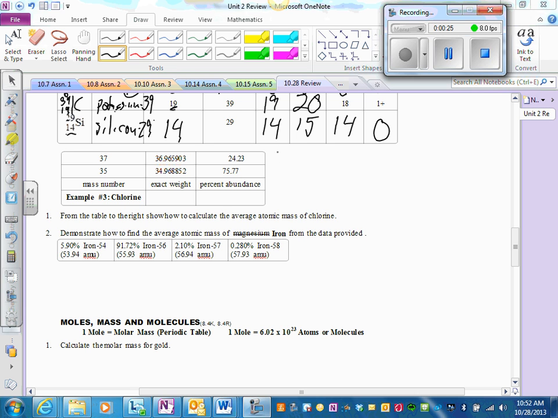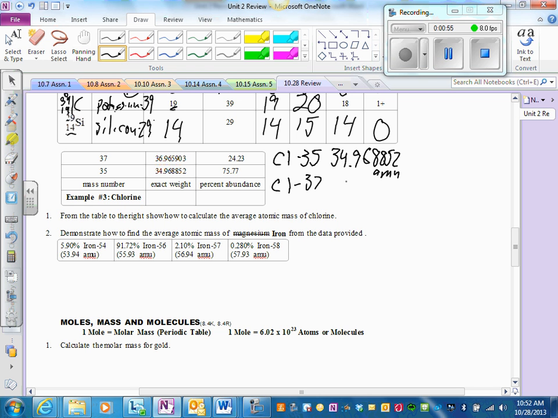So the first thing we're going to say, okay, chlorine, and that would be chlorine 35. In our table, we're given the mass of chlorine 35 is 34.968852 AMUs. So let's just write that out. Chlorine 37, on the other hand, is heavier. It is 36.965903 AMUs, atomic mass units.